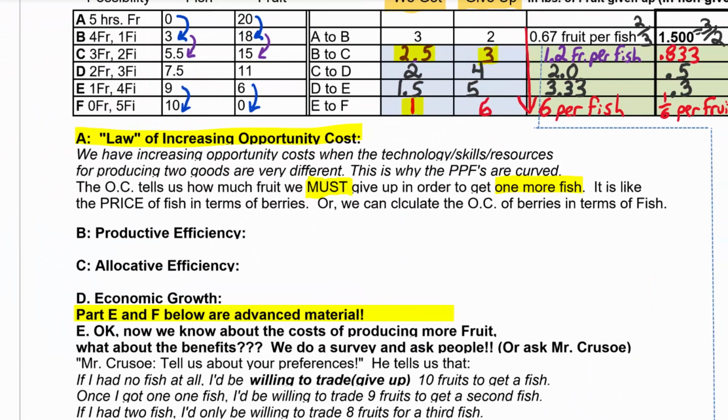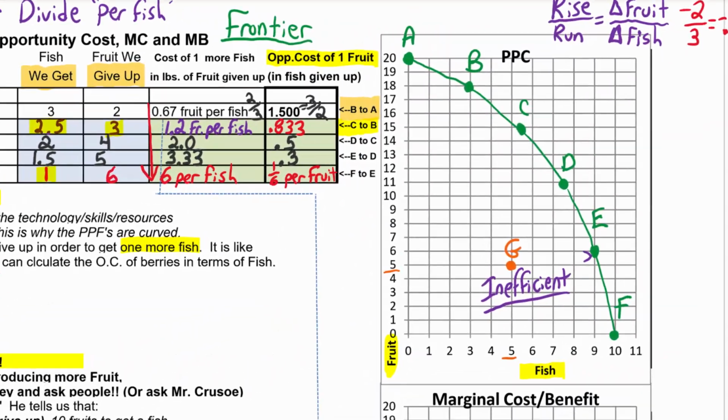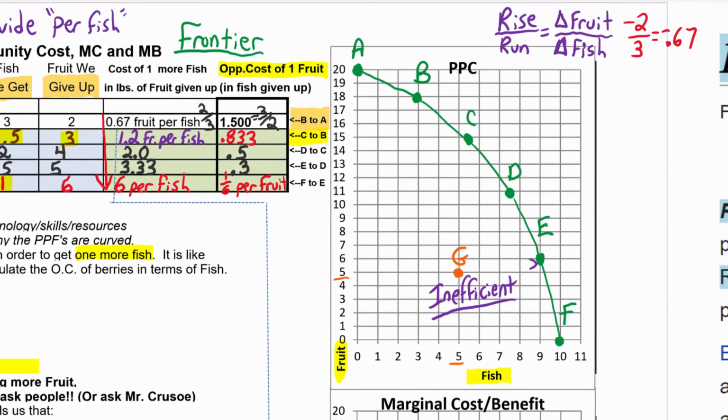So if you go over here on our handout to this definition B, productive efficiency is the kind of efficiency we're talking about in this chapter. It just means that we're on the production possibilities curve somewhere. It means that we're using our resources efficiently, whatever they are. So efficient points are anywhere A, B, C, D, E, or F, or anywhere in between. It means we're at a point where we can't produce any more using our available resources.